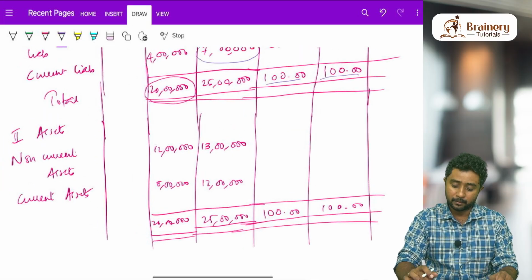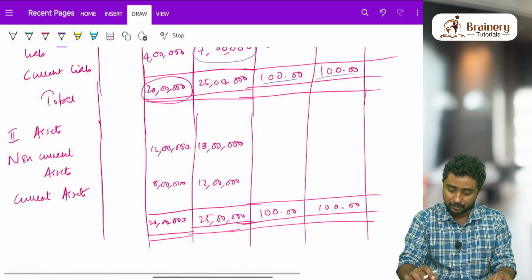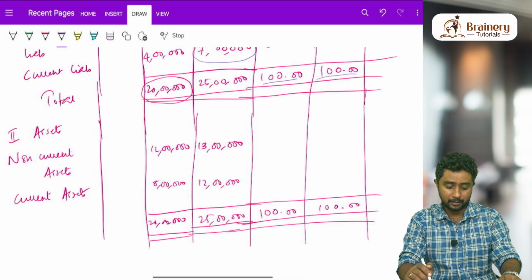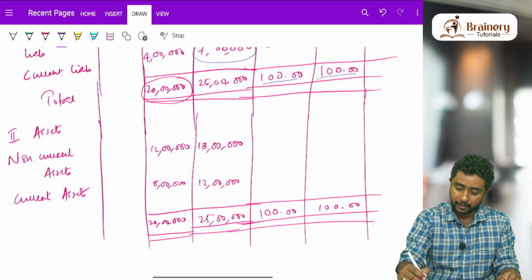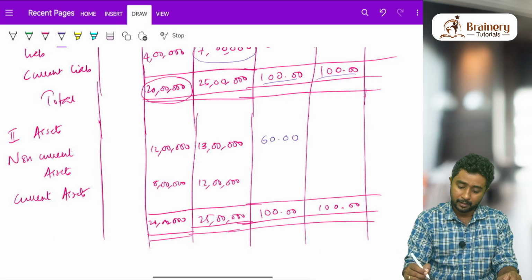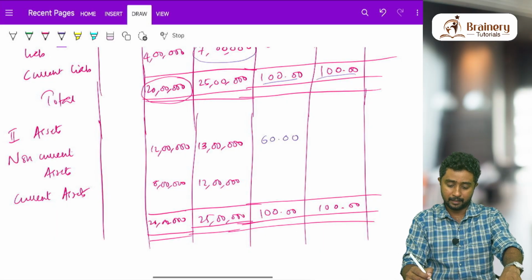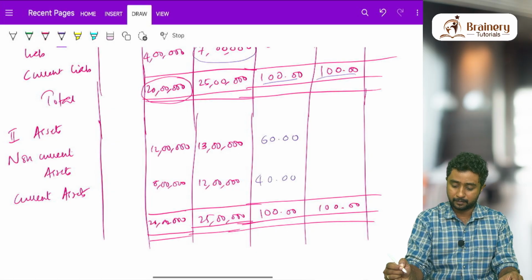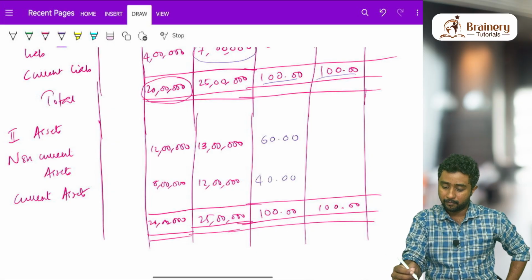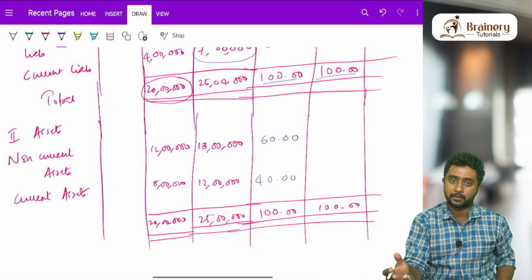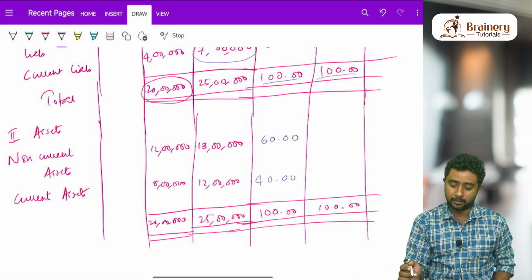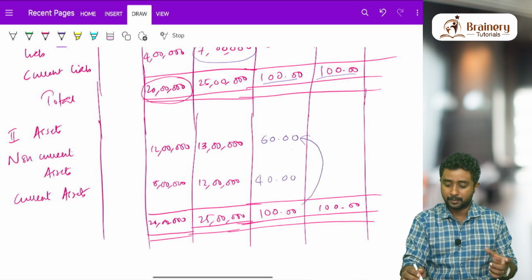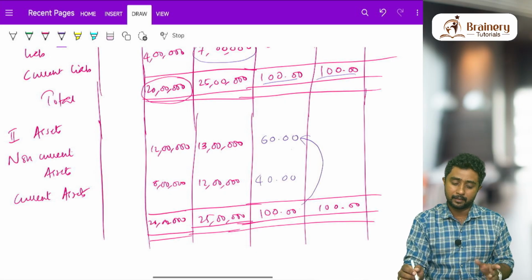Similarly, we are going down. First, 2017's non-current asset value was 12 lakhs and the total is 20 lakhs. So obviously we will be getting 60% here. Again, 8 lakh divided by 20 lakhs, you will be getting 40%. If you are finding it difficult, 100 minus this 60 also gives you 40%. Same process only. Instead of doing the calculation, you can just remove that 60% from the total. You will be getting the remaining percentage.